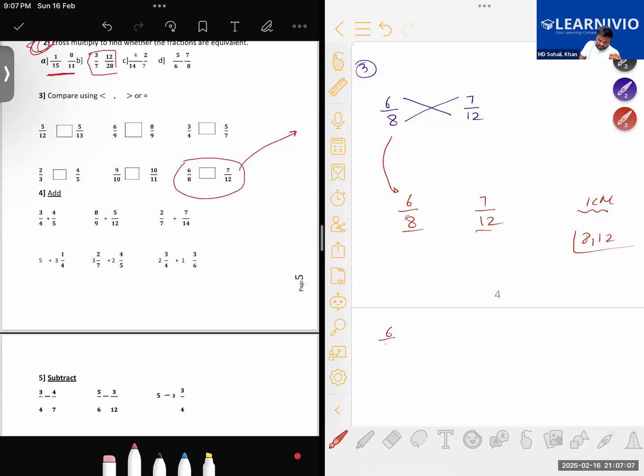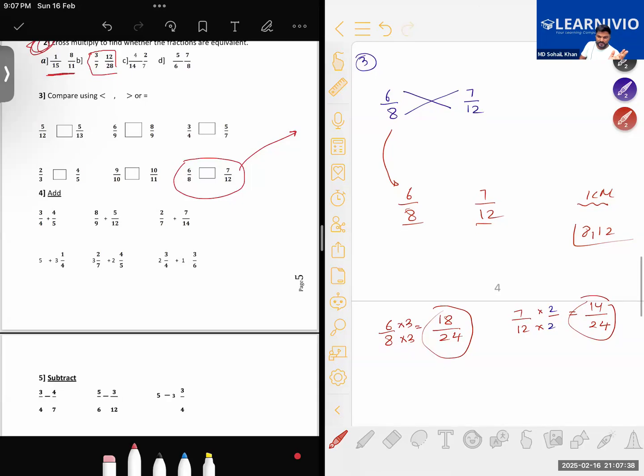So now we convert them into like fractions. To convert 6 upon 8, we multiply both by 3, isn't it? And 7 upon 12, we should multiply by which number to get 24 in the denominator? It must be multiplied with 2. So you get 14 upon 24. Now you have 18 upon 24 and 14 upon 24. Clearly now, 18 upon 24 is bigger.